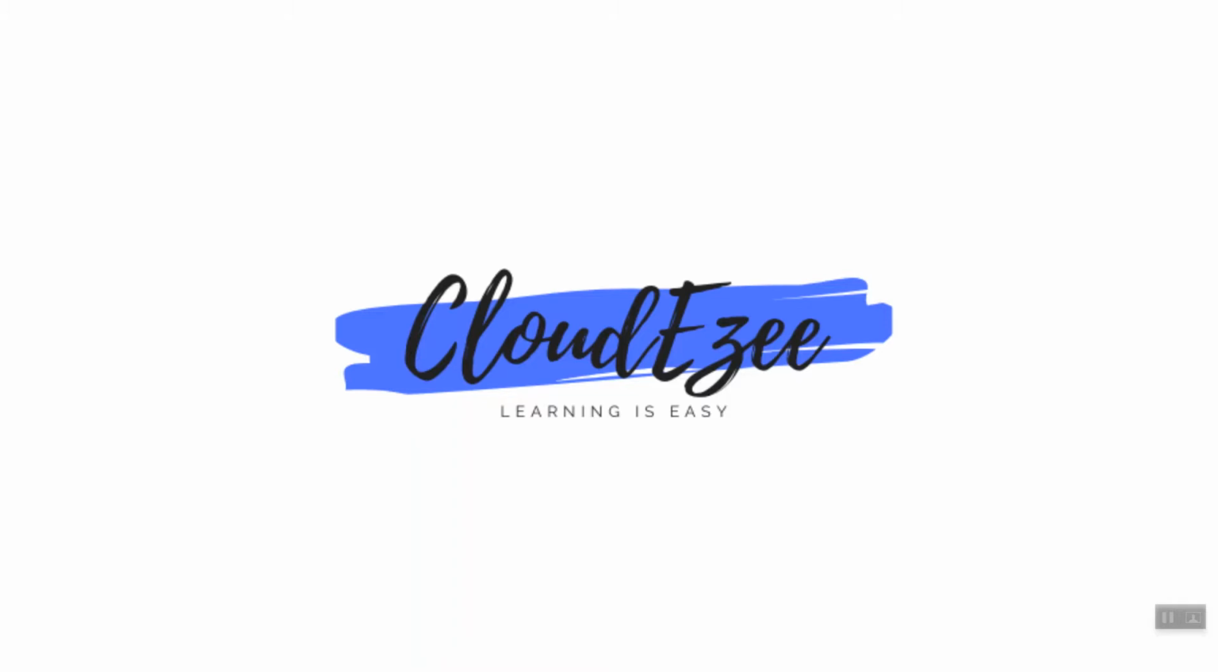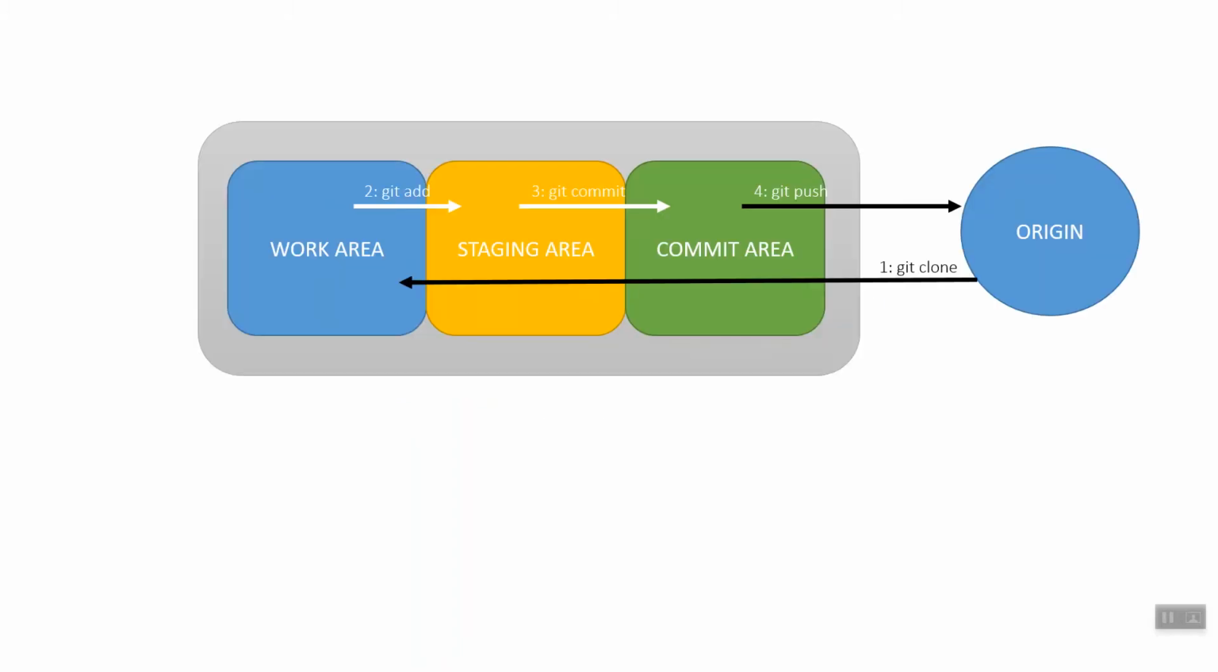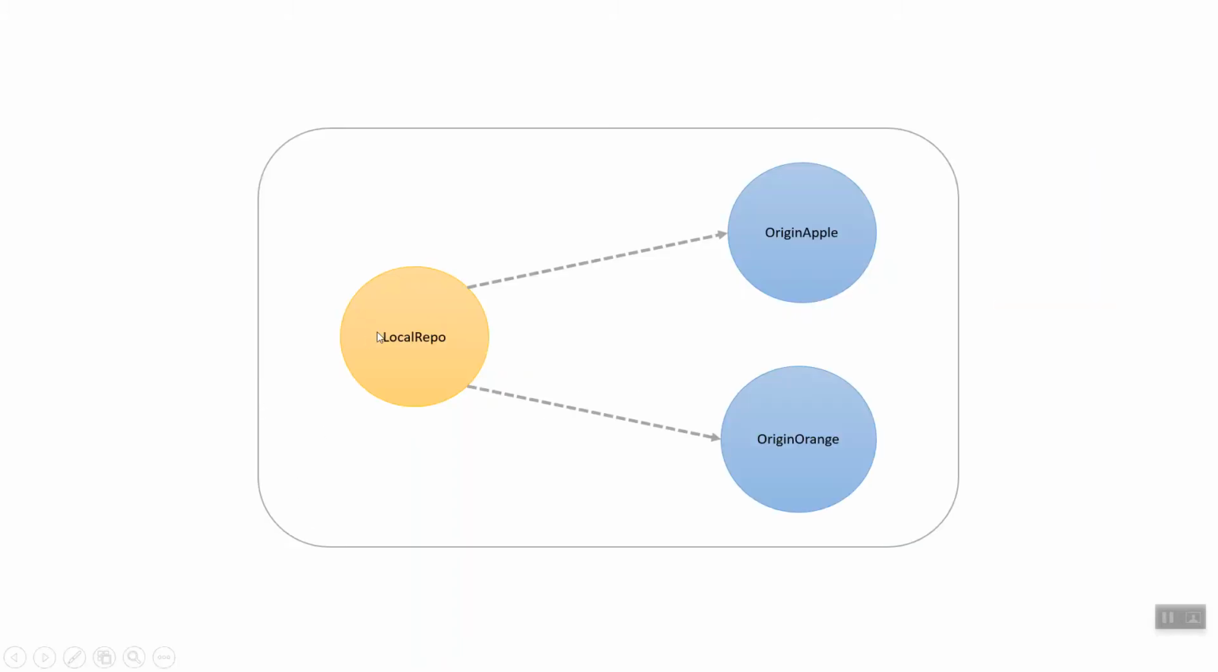Today, we will go a step ahead and look at how we configure more than one remote repository in your local working tree. So let's begin. So this is what we're going to look at. We are first going to create an origin apple, and then we are going to create an origin orange. We will then create a local repo, which will clone from origin apple to begin with, and then add a remote repository and point it to origin orange.